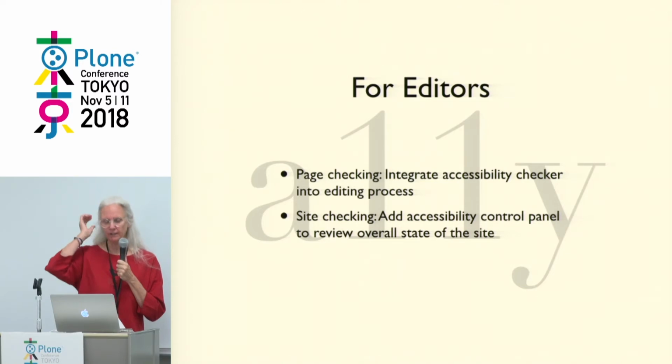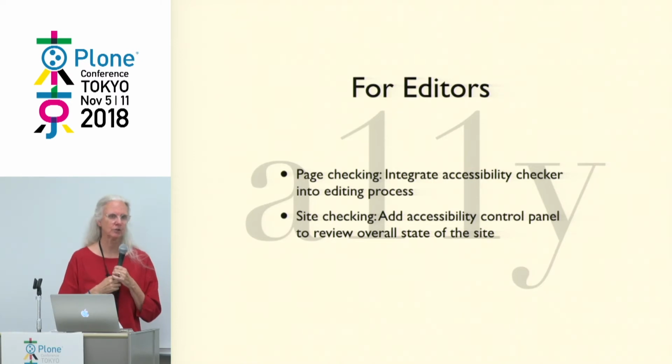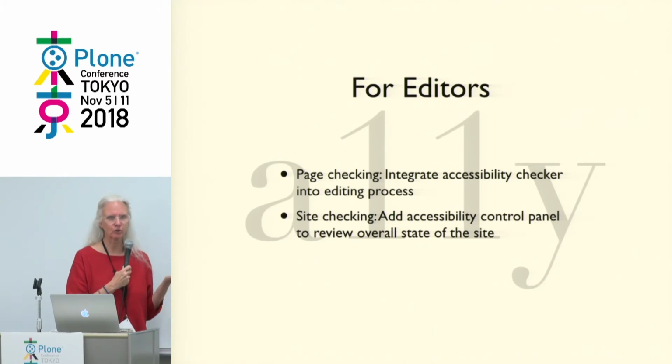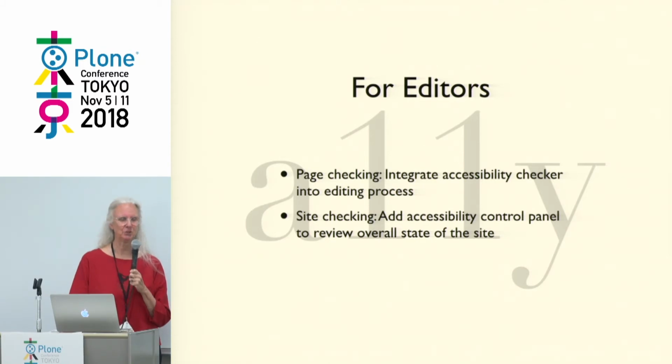And then for editors, it'd be really helpful to have page checkers, accessibility checkers built into Plone, page level checking. So as the editor is editing, or at least when they save, they could get a report, and then also overall site checking, like on a control panel, to have a report so an admin can go in and find where the accessibility issues are, review the overall state, see how you're doing. That'd be really handy. Castle CMS has this as part of it, and we could really learn from what they've done there. I think this would be a really, really good thing to put into Plone.